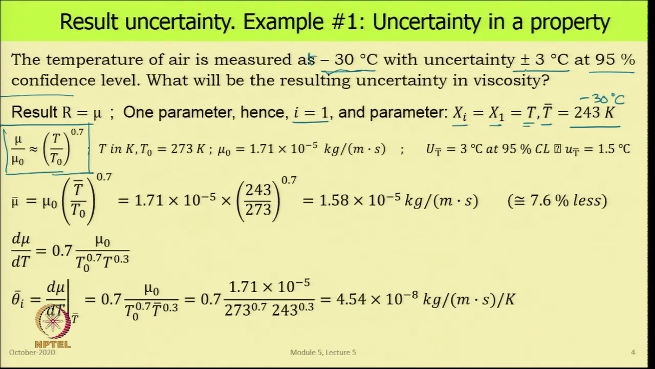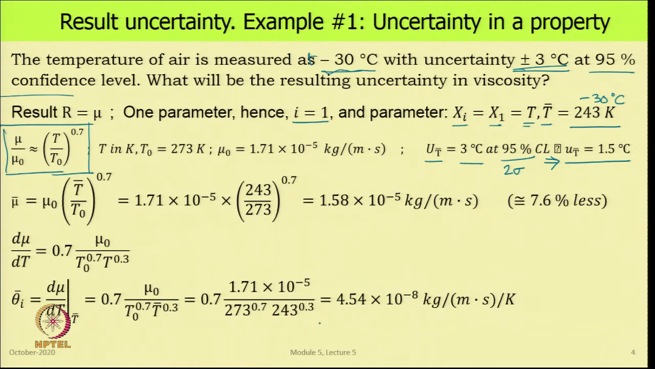Also, from the given data, we can say that plus minus 3 degrees C is the expanded uncertainty at 95% confidence level. So, capital U of T is 3 degrees C at 95% confidence level, which implies that the standard uncertainty in temperature is 1.5 degrees Celsius. 95% confidence level is 2 sigma, and so we divide this by 2 and get 1.5.